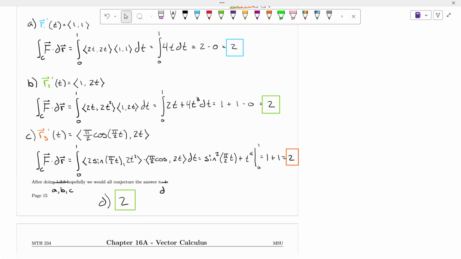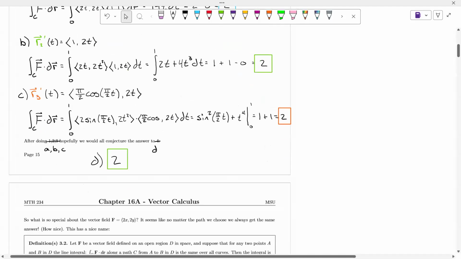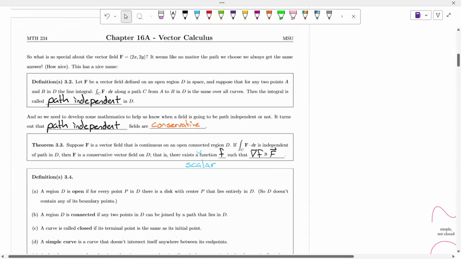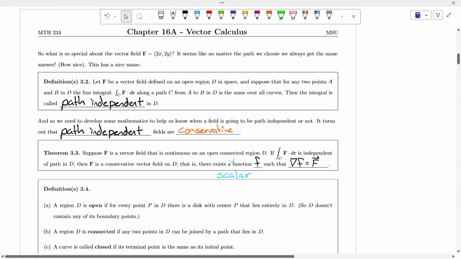So what's going on here? Why do all of these integrals come out to the same value? It turns out that is a property of a conservative vector field. We have what we call path independence, which means if we're calculating a line integral between 2 points, and the path we take to get there doesn't matter, we get the same result no matter what path we take between the 2 points, we call that line integral path independent. And that is a property of conservative vector fields.